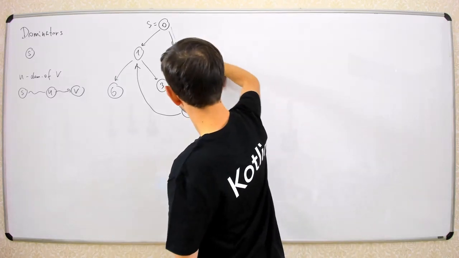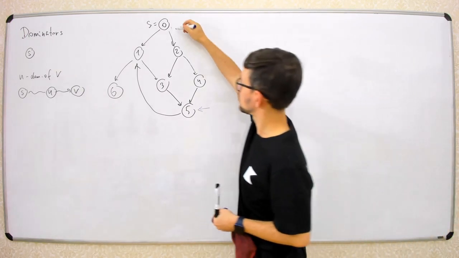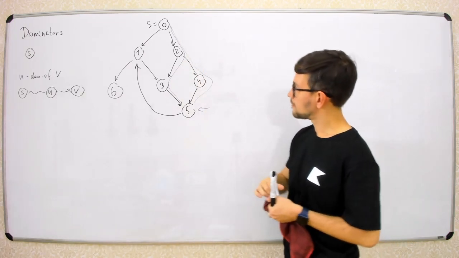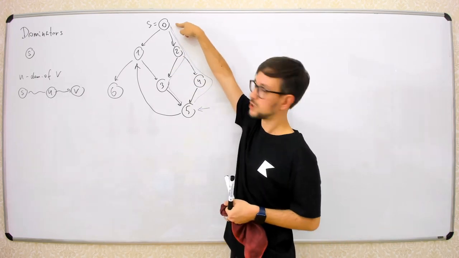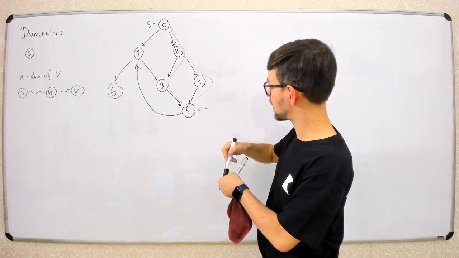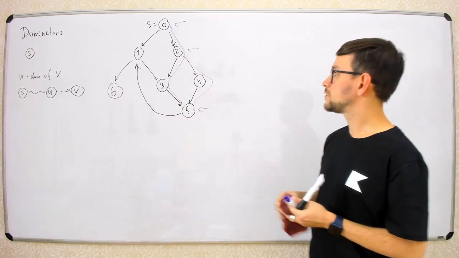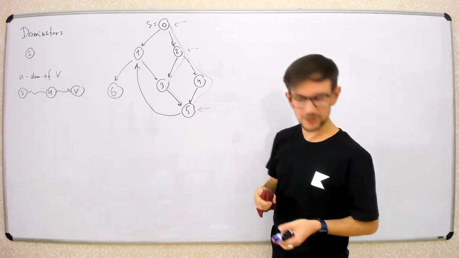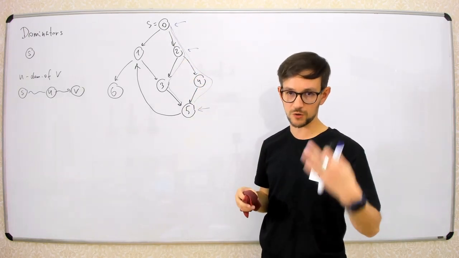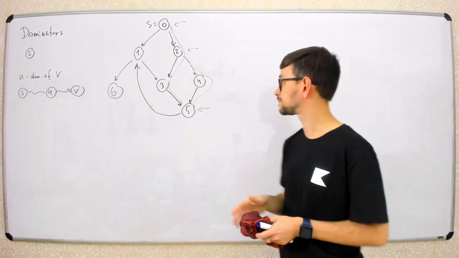But let's take some node which has multiple paths. For example, this node 5. For this node 5, you have two possible paths. You can go like here, or you can go like here. But both these paths contain nodes 2 and 0. So again, nodes 2 and 0 dominate this node 5. So for this node 5, there are two dominators, 2 and 0. I believe you just noticed this node 0 actually dominates every node. So node S is a dominator of every node of a graph. Because every path from S to V contains node S. So S is always the dominator of any node.